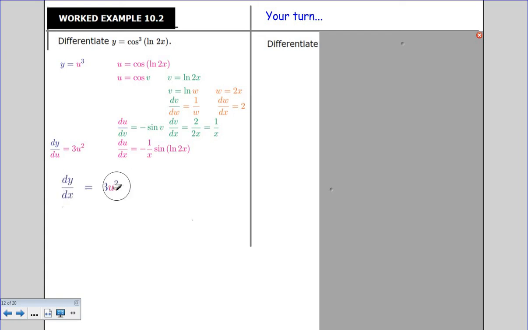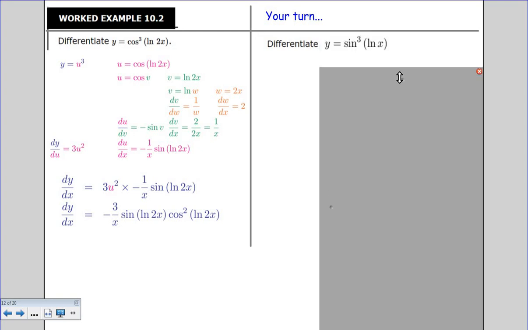So this is what we get first of all, and I can replace the u with cos of natural log 2x and tidy up slightly, and there is the answer. And we breathe a massive sigh of relief. That was a big palaver. So here you go. You have a go. There's one that's a tiny, tiny bit simpler, but not much. It's still hard.